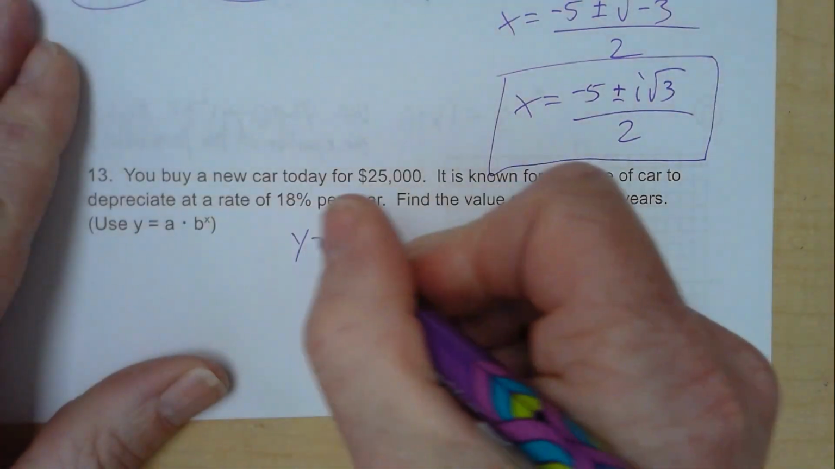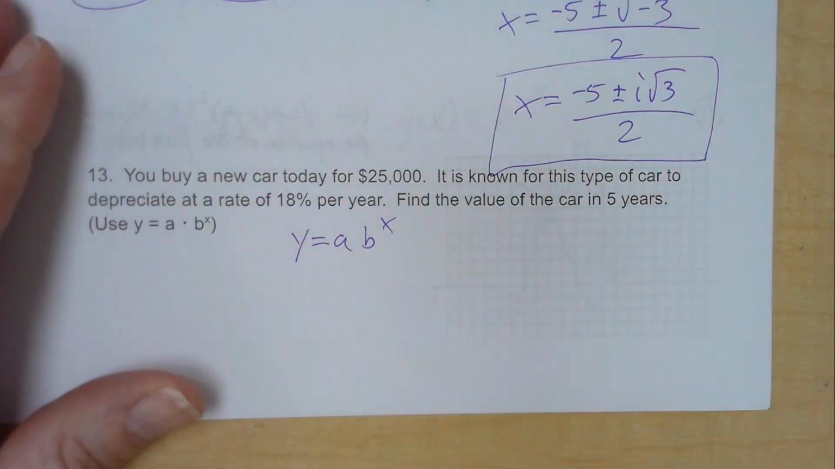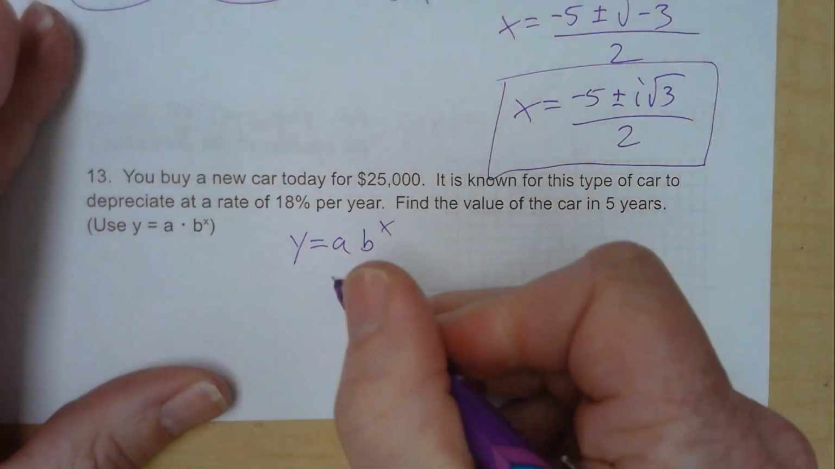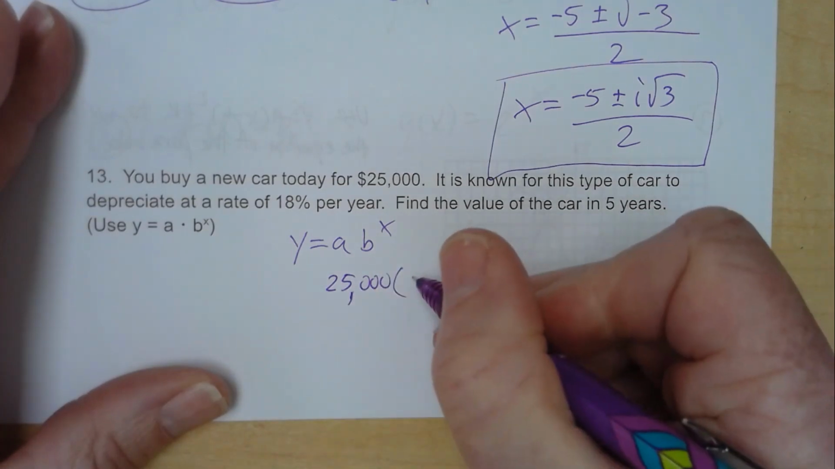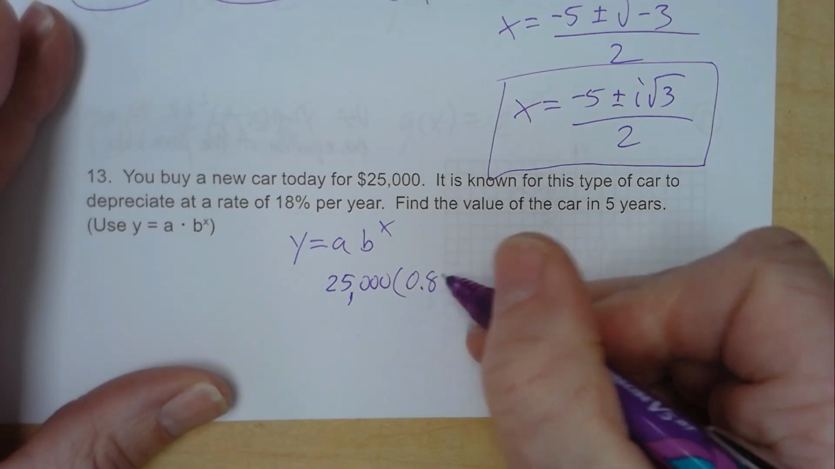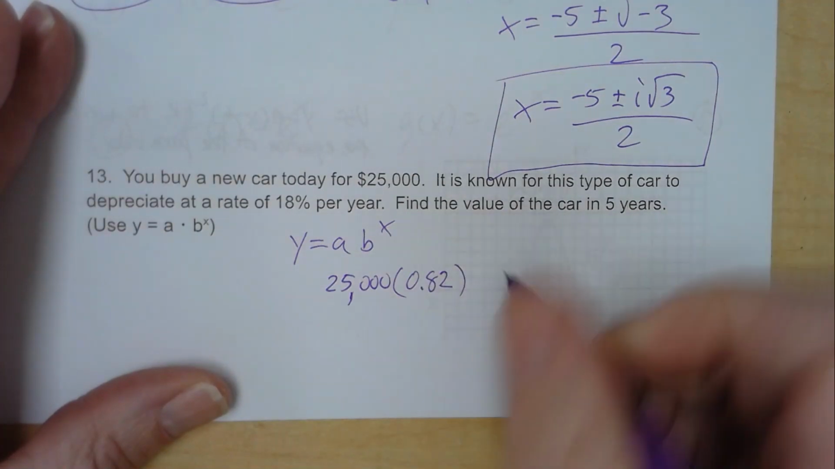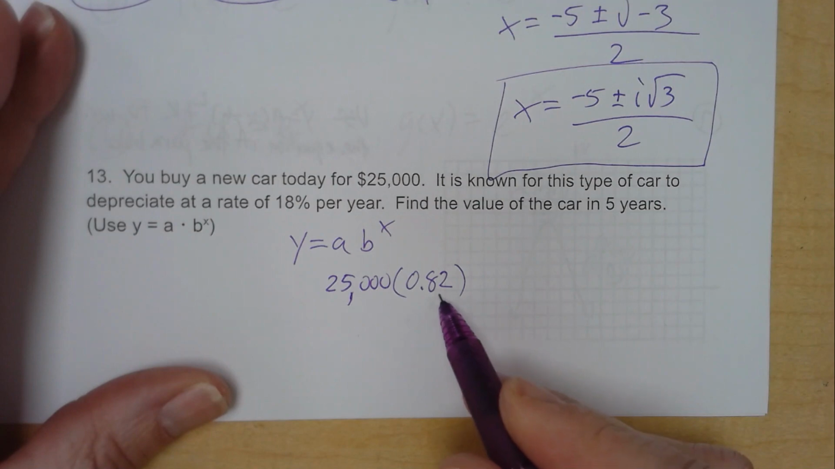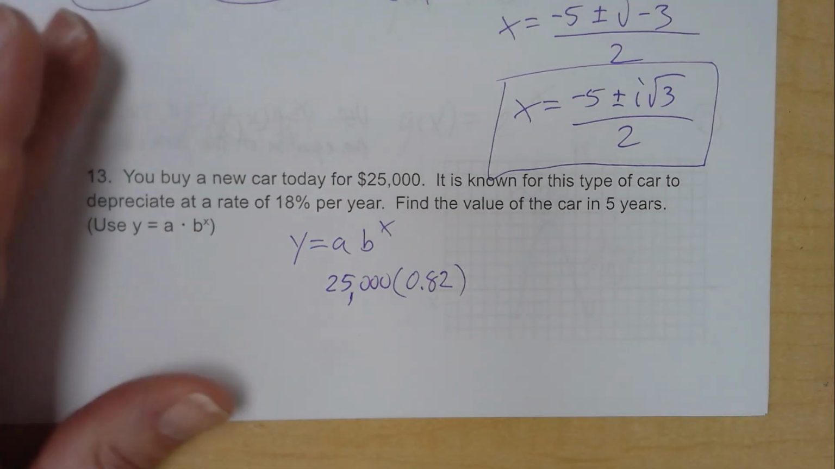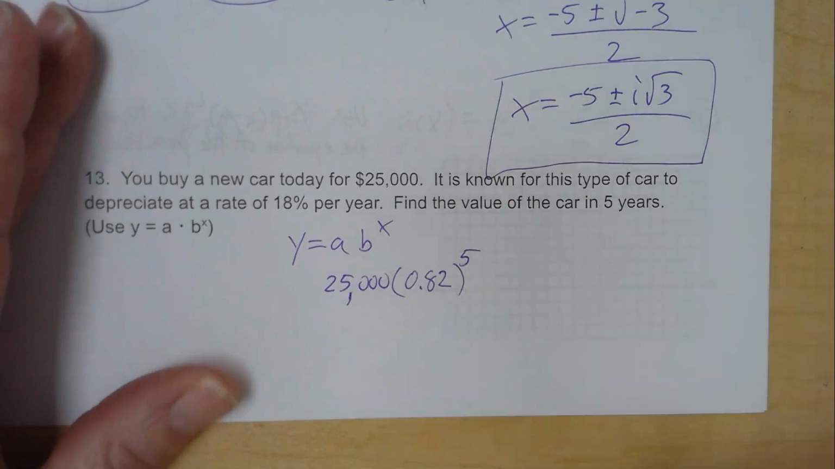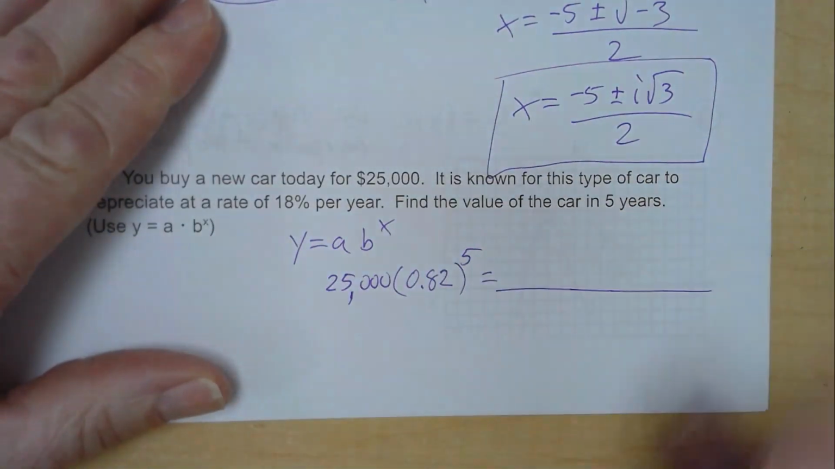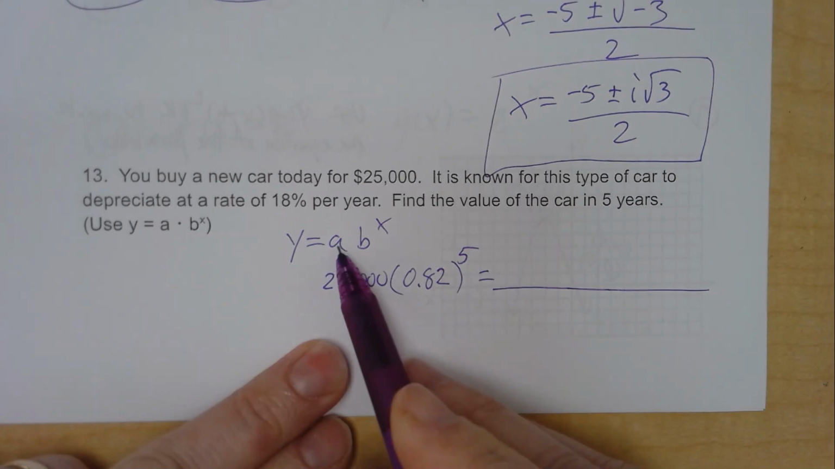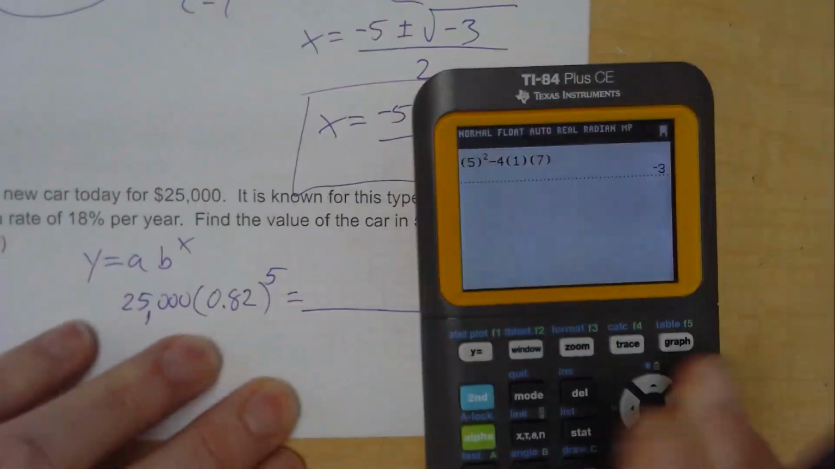y is equal to a b to the x. So we say our starting amount is a $25,000 car, and we're losing money on the car, so that means it's losing 18%. So now it's subtracted from 1, means it's losing 18%. So I've lost 18 pennies off the dollar. So we're going to raise that to the 5th power because of the fact that we're doing this for 5 years. We just type this into the calculator because there's your starting amount, right? There's your change, and then the 5th power is your number of years.